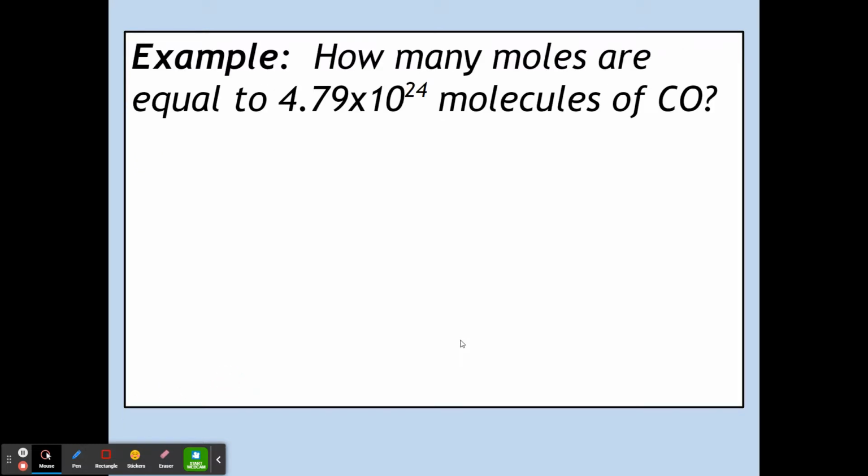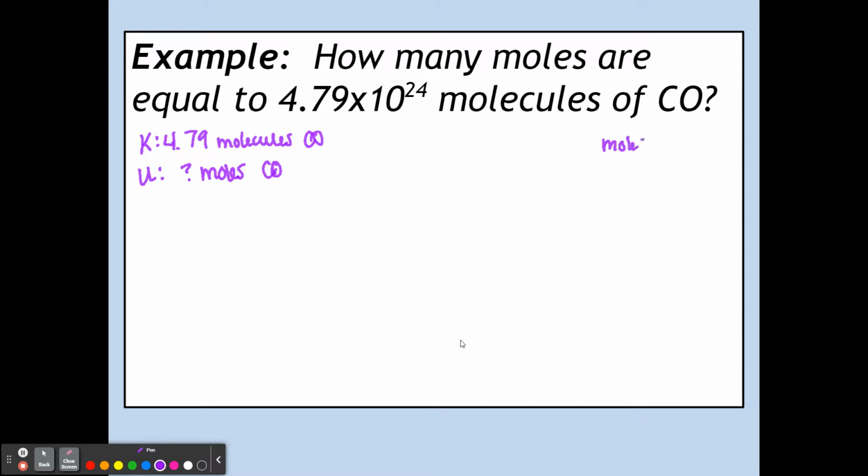We're going to do 2 more examples. Our next one says, how many moles are equal to 4.79 times 10 to the 24th molecules of carbon monoxide? So my known, 4.79 times 10 to the 24th molecules of CO. My unknown, how many moles of CO? So I'm going to go from molecules to moles.